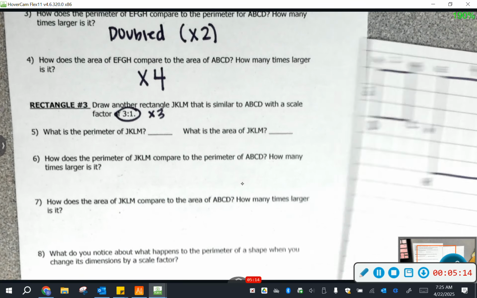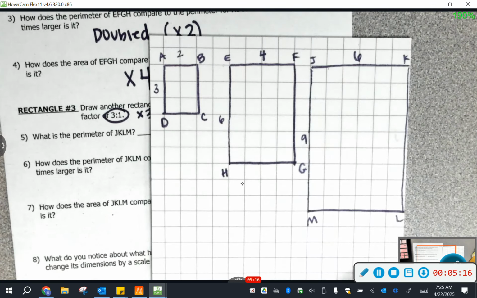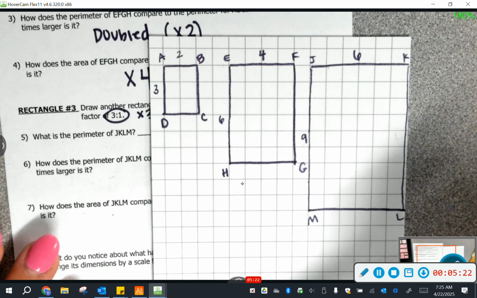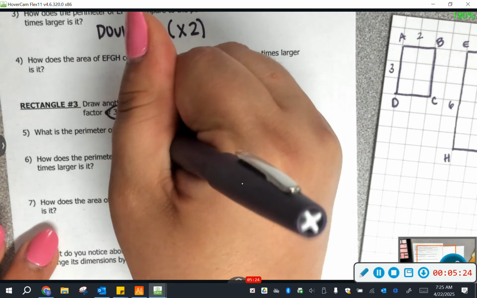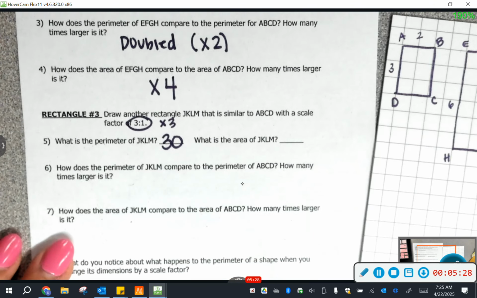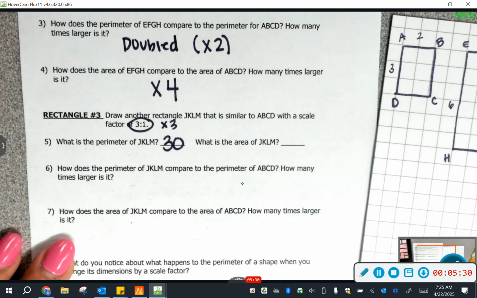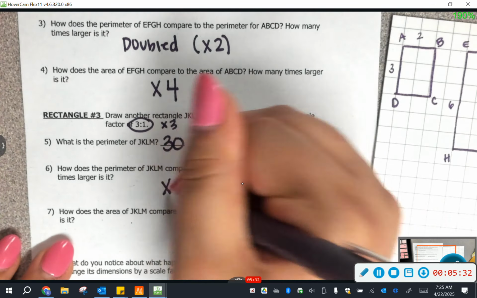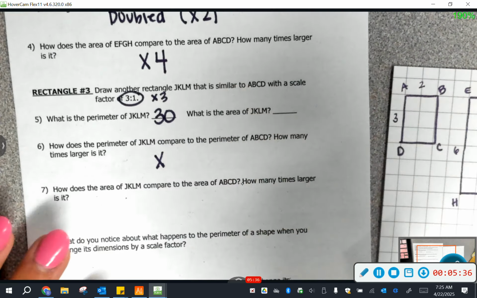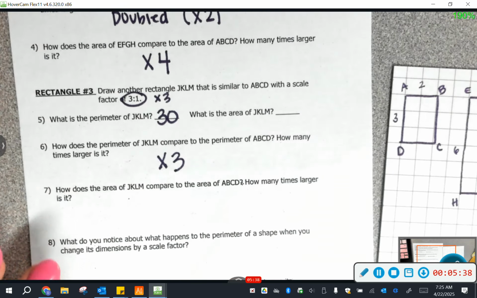Now, what's my perimeter going to be? What's 9 plus 6? Plus 9 plus 6? 30. What happened to my perimeter here? If I multiply the dimensions by 3, what happens to the perimeter? It started at 10. Now it's 30. What did it do? By 3.